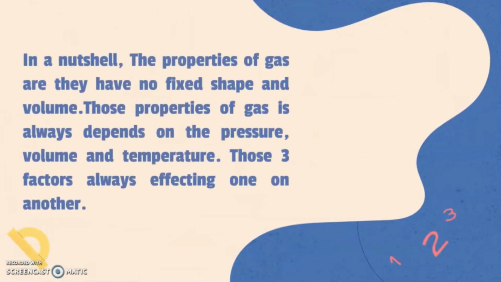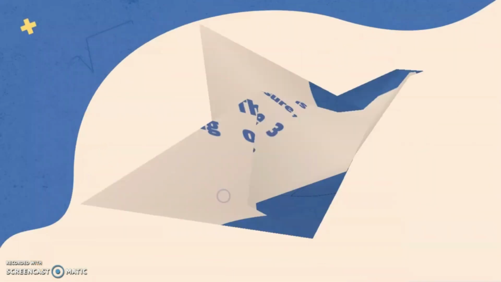Conclusion. In a nutshell, the properties of gas are that they have no fixed shape and no fixed volume. Those properties of gas always depend on the pressure, volume and also temperature. Those three factors always affect one another.